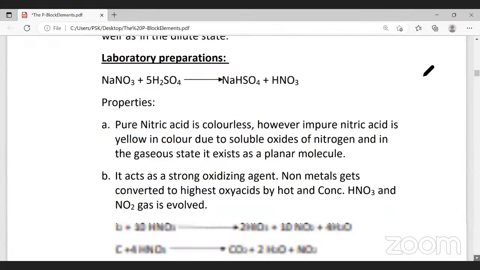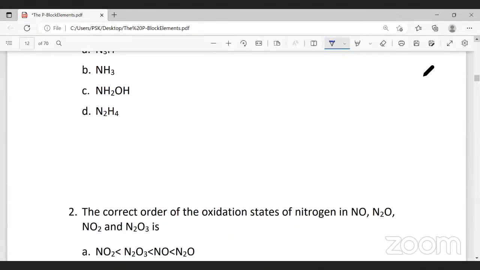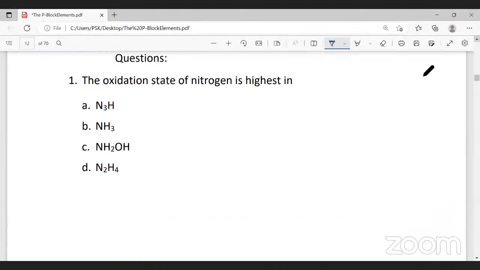Now, we have to learn more number of questions, so we'll try to rush through. A lot of questions are there. Let's see how much we can do today, and then we'll continue with the next chapter in the next class.